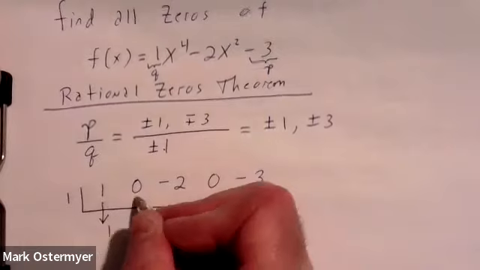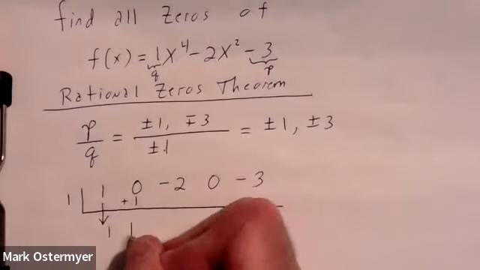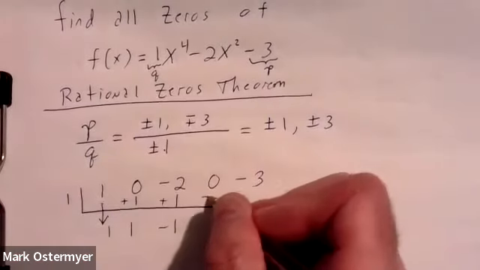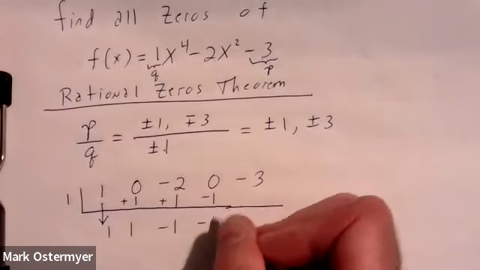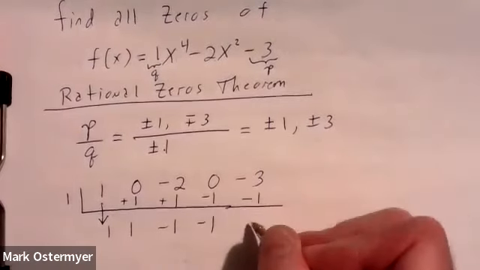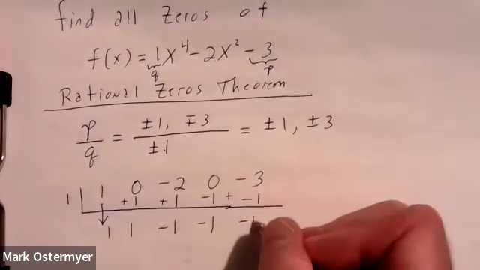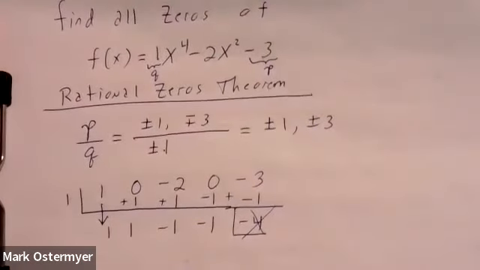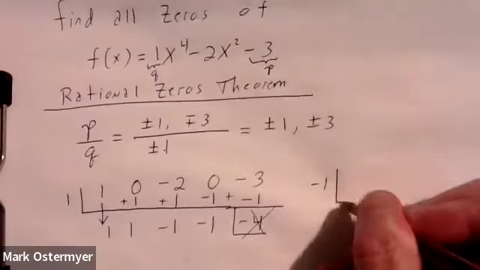All right, 1 times 1 is 1. Bring it up. Add. 1 times 1 is 1. Bring it up. Add. 1 times negative 1 is negative 1. Bring it up. Add. 1 times negative 1 is negative 1. Bring it up. Add. No good, because we did not get a 0 remainder. So 1 is not a 0. Let's try negative 1.